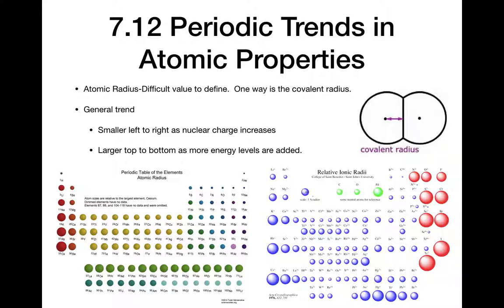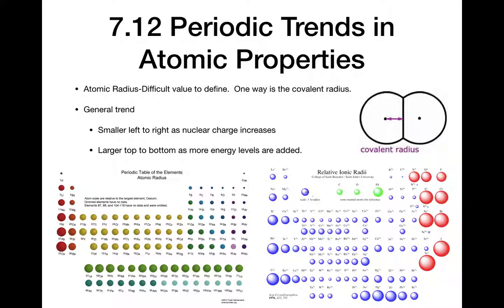Another periodic trend is the idea of atomic radius. Atomic radius can be difficult to define because the cloud really doesn't have an edge to it. But one way to look at atomic radius is the covalent radius. So if we think of an F2 molecule, if we take the distance between the nuclei of the F and the other F in F2, half that distance could be called the radius of a fluorine atom.